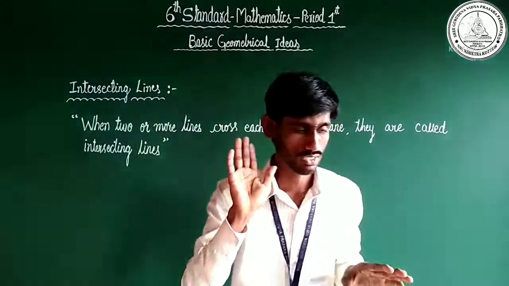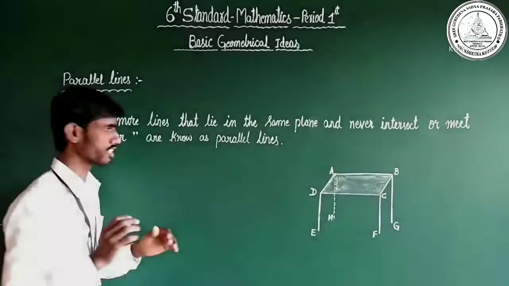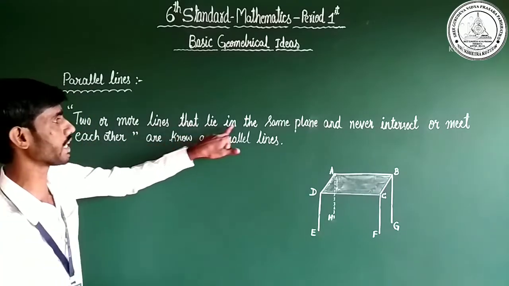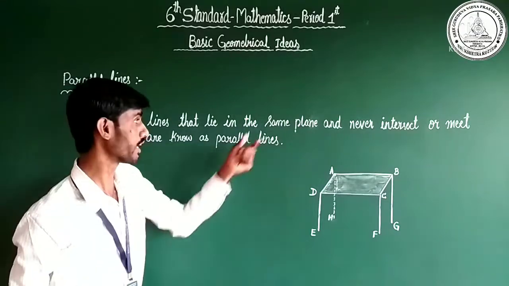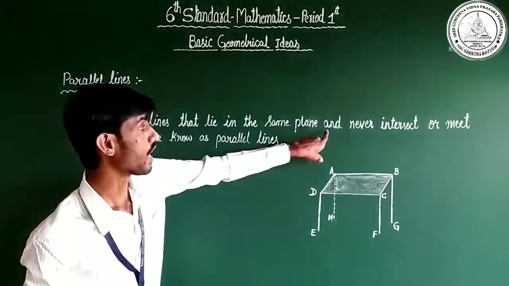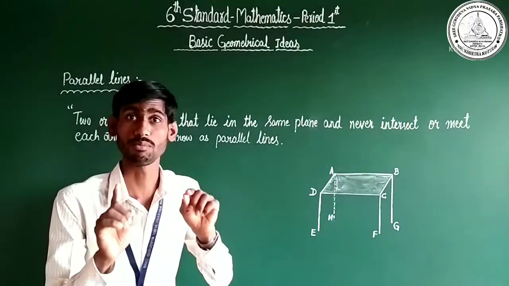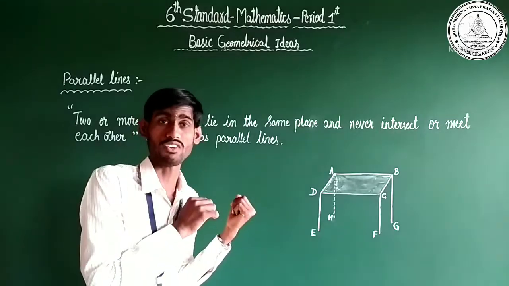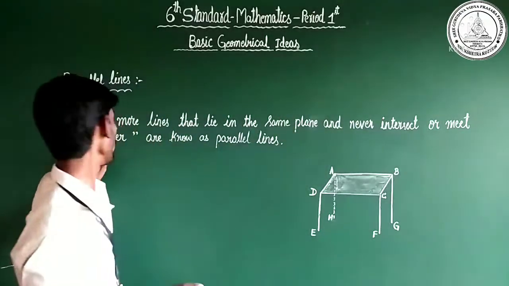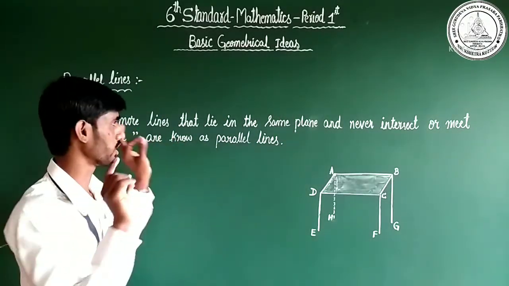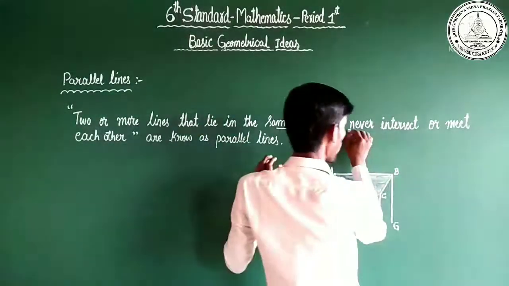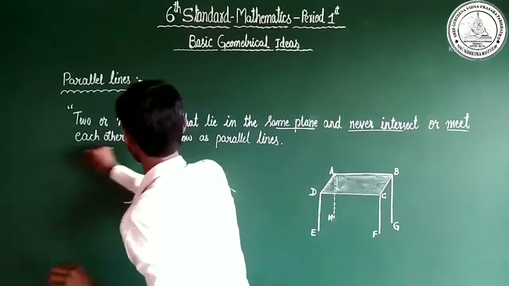Let us know about parallel lines. Dear children, the definition of parallel lines: two or more lines that lie in the same plane. Point to be noted, in the same plane. Two or more lines that lie in the same plane and never intersect or meet each other. This is a very important point in the definition. It should be the same plane, and they never intersect or meet each other.